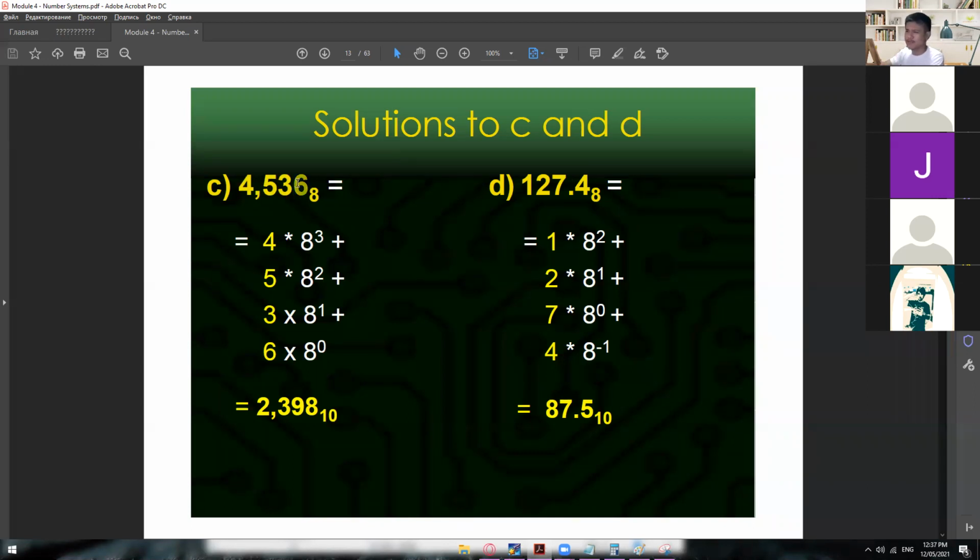But to make it easier to understand, the rightmost number, which is 6. So starting from here, 0, 1, 2, and then 3. So raise to 0, raise to 1, 2, and then 3. So just do the math, and then you will get 2,398. So please verify this one if we have the same result.